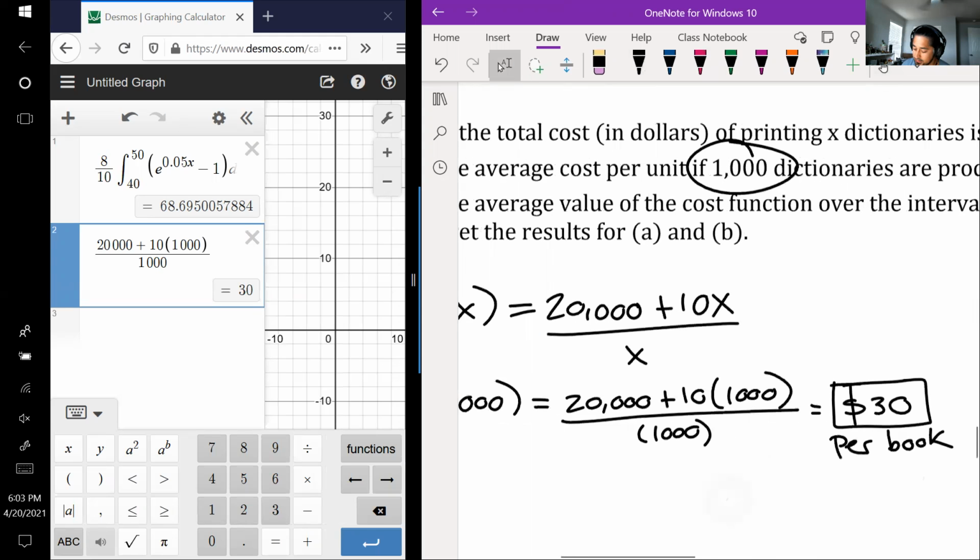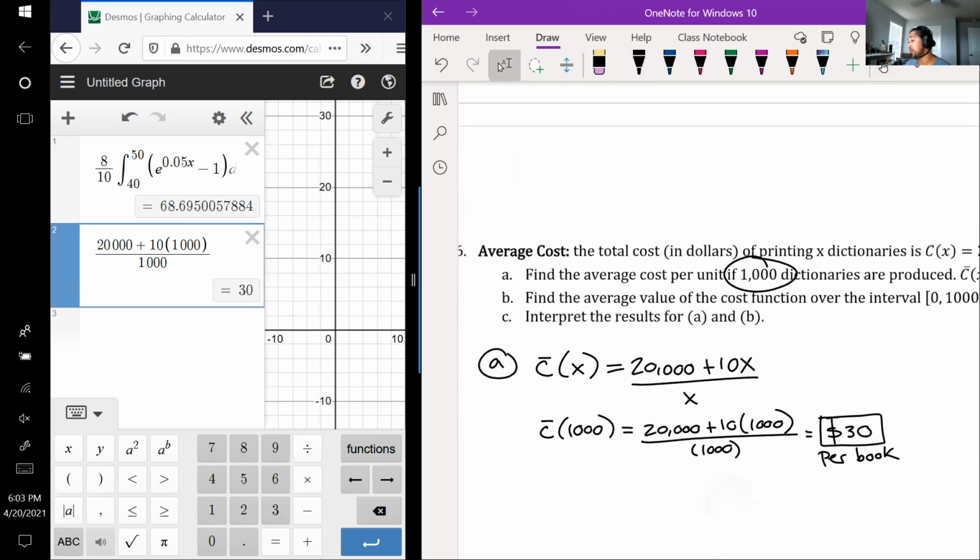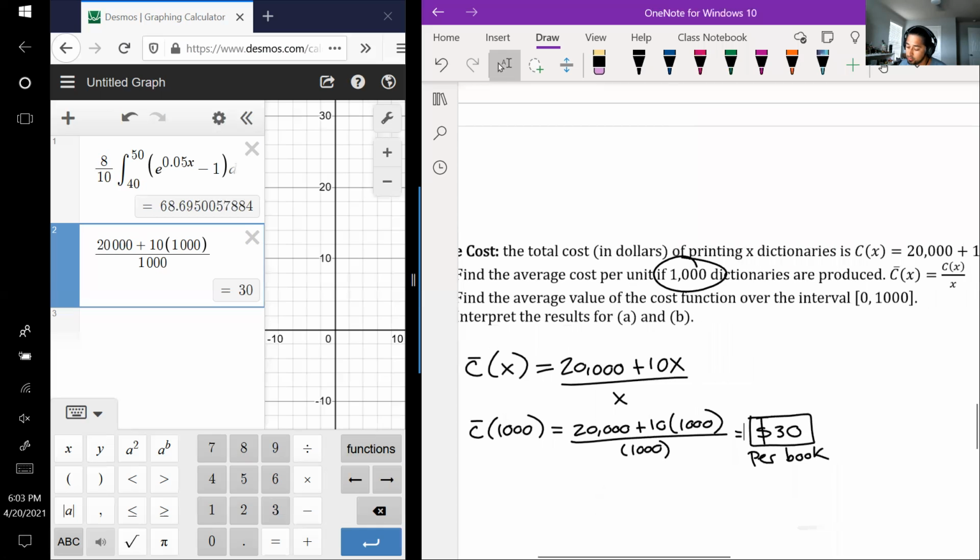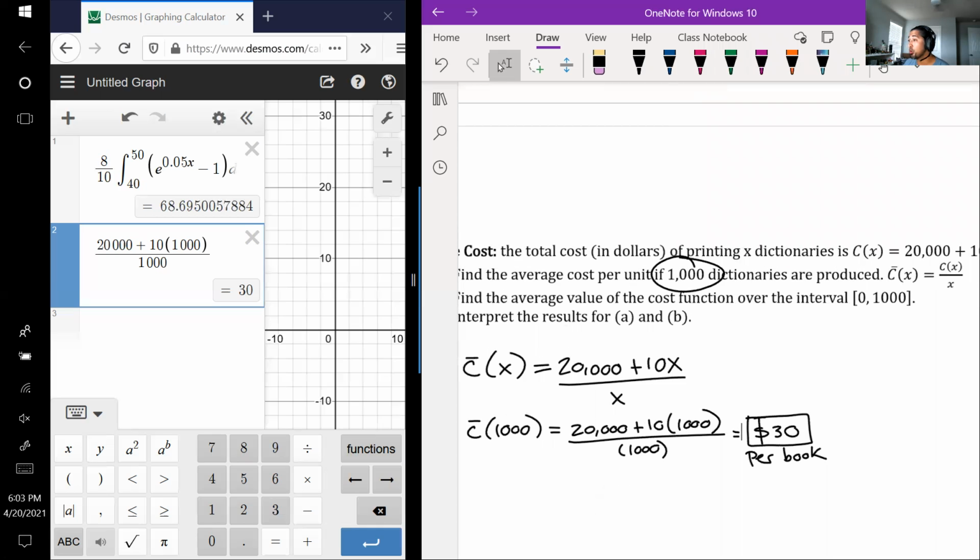So that's average cost. If we're going to produce 1,000 dictionaries, it's going to be on average $30 per book. Now B says find the average value of the cost function over the interval 0 to 1,000. So now we're going to set up an integral for our cost function.